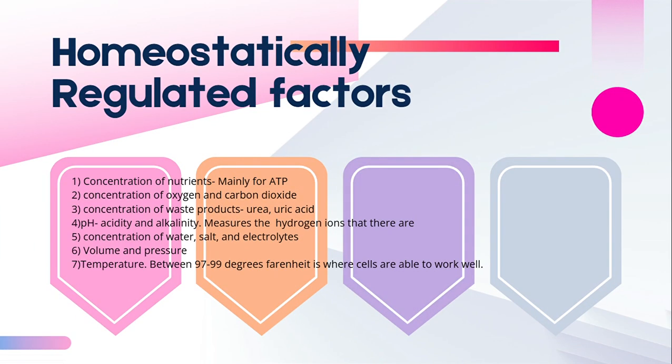Homeostatically regulated factors include concentrations of nutrients, mainly for ATP or adenosine triphosphate, concentration of oxygen and carbon dioxide, concentration of waste products like urea and uric acid, pH for acidity and alkalinity, which measures the hydrogen ions that there are, concentration of water, salt and electrolytes, volume and pressure, and temperature, keeping the body between 97 to 99 degrees Fahrenheit, which is hopefully a normal range for a person. This is because this is where cells are able to work well.